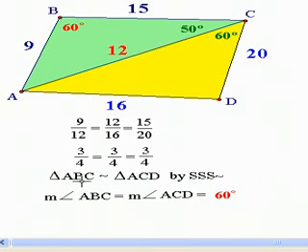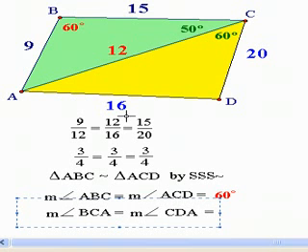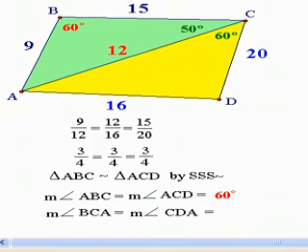Next one I want to see is BCA. BCA, middle, last, and first, would be matched up with CDA. So let's see if I know one of those two measures. I know they're both going to be the same based on the fact that they're similar. BCA is 50 degrees, so therefore CDA is also going to be 50 degrees. And I'm going to put that in its proper place as well. Even though it doesn't look like it, this diagram obviously isn't drawn to scale.